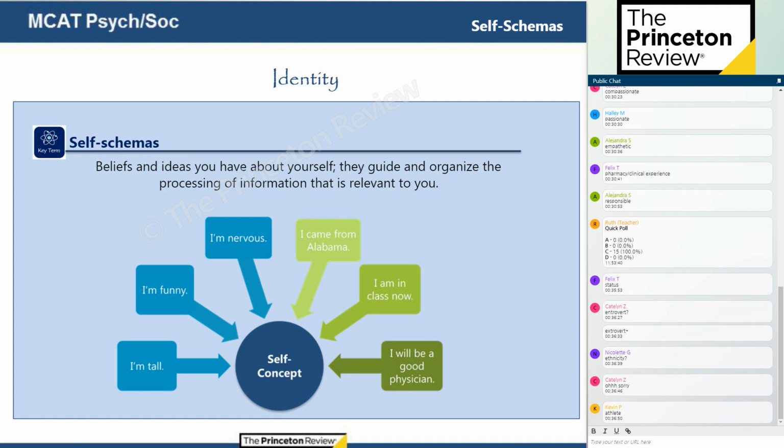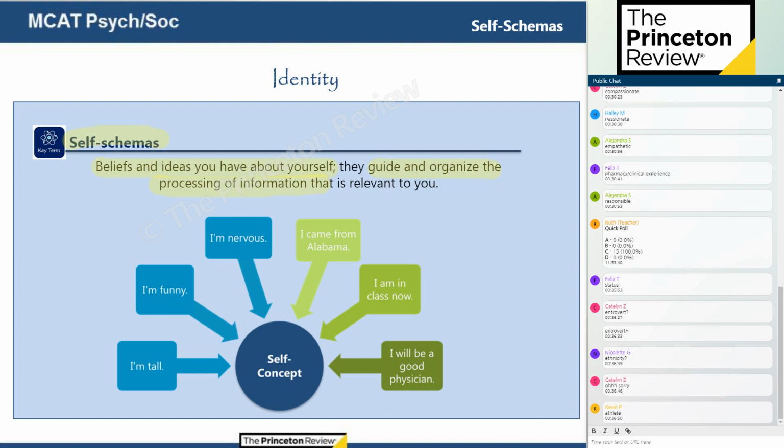When we get over to talking about cognition and cognitive development, we will talk more about schemas. Schemas basically are concepts, ideas that we construct, ways that we understand and organize the environment. So self-schemas are these beliefs and ideas that we have about ourselves that then guide and organize how we process information that's important to us.